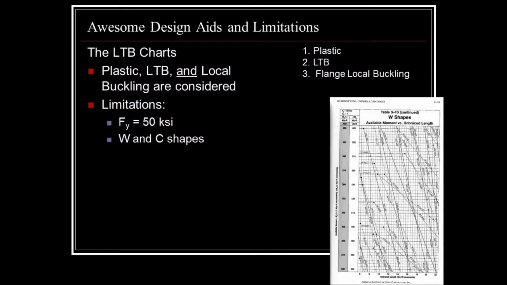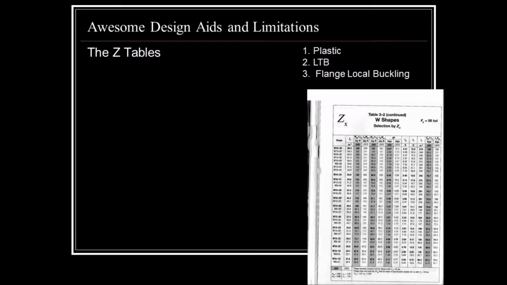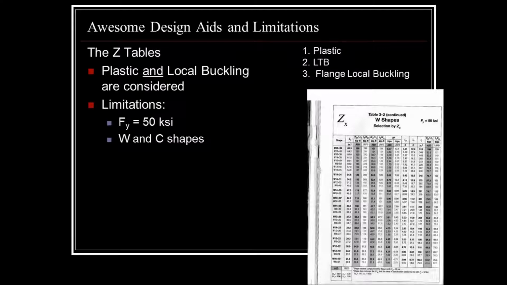And I would further comment that though the LTB charts are great because they contain everything, they can be a little cumbersome to use for a fairly simple problem. For example, problems that definitely don't involve LTB. For the simpler problems, you might prefer the Z-tables. They actually include both plastic and local buckling. And further, remember, local buckling rarely occurs in rolled shapes.